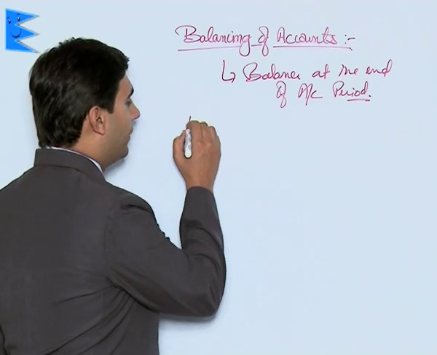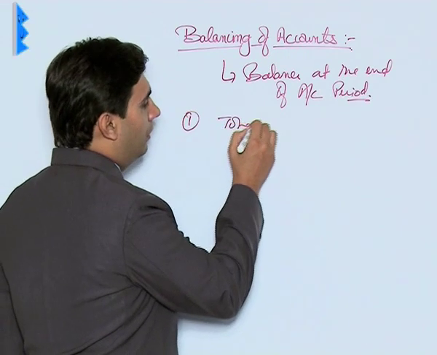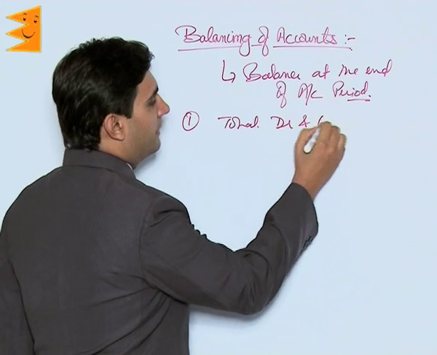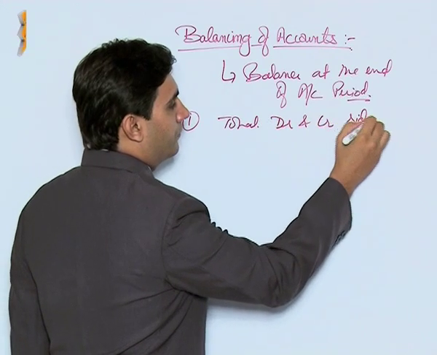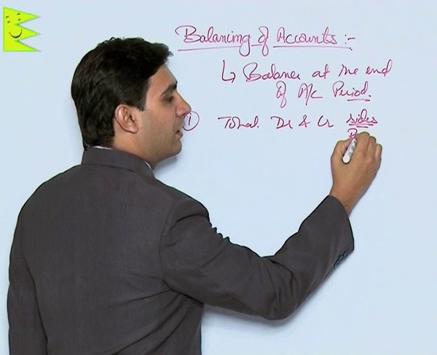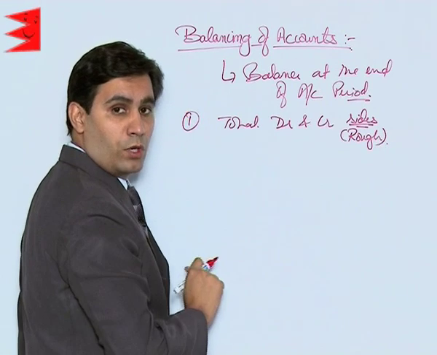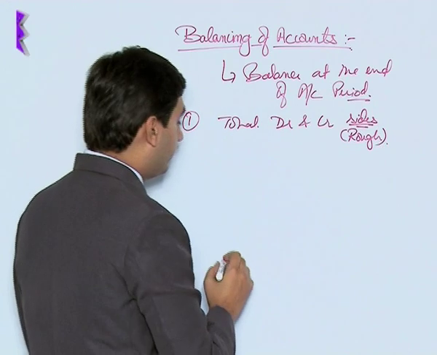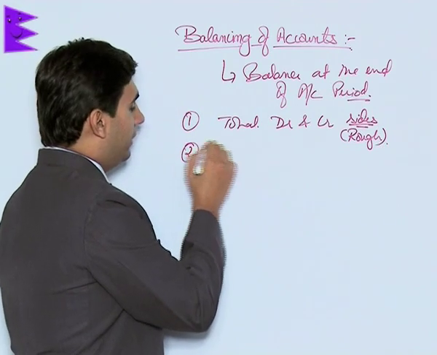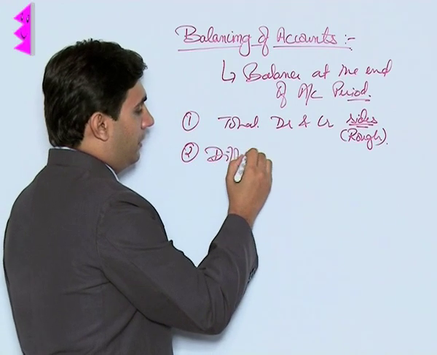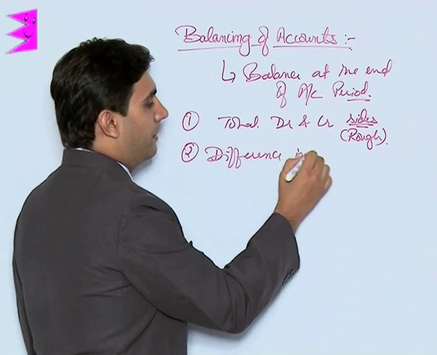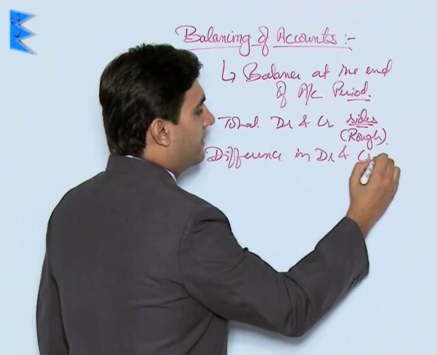The first step is to total the debit and credit sides, and they are in rough. They are not written in the accounts. Find the total of the debit and the credit side. Then find the difference in the debit and credit sides.